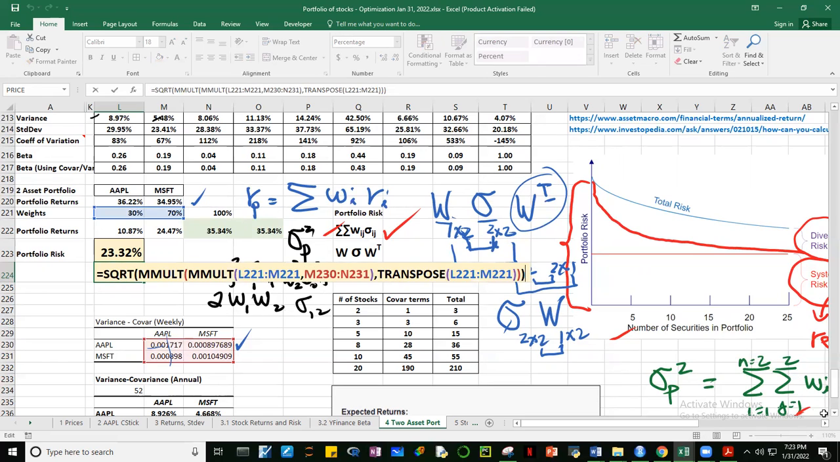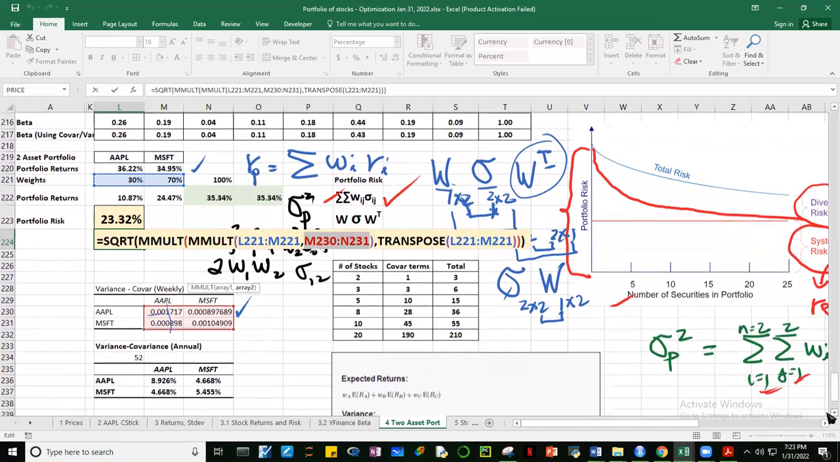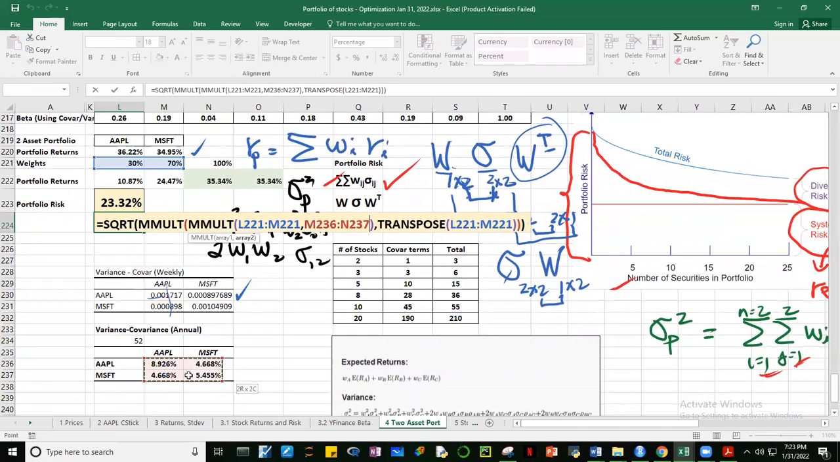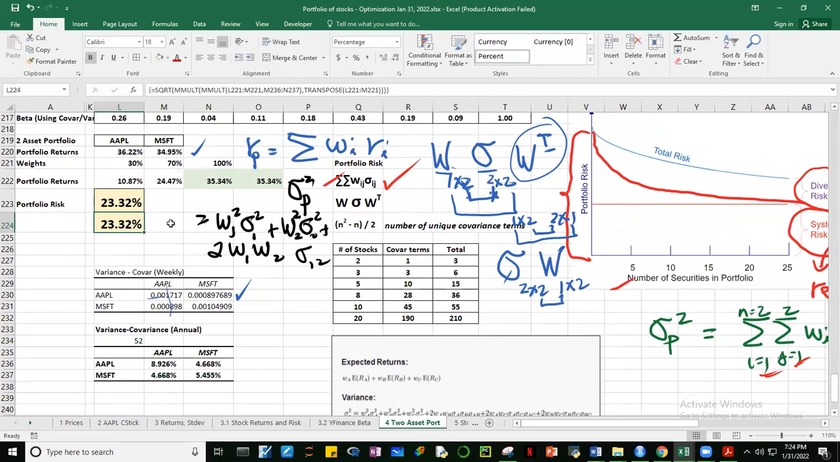Ayun, sorry. Mali guys. Maling ito dapat yung ginamit ko, no? Ito, this one. Yung annualized. Okay, Control Shift Enter. There, parehong-pareho. No?